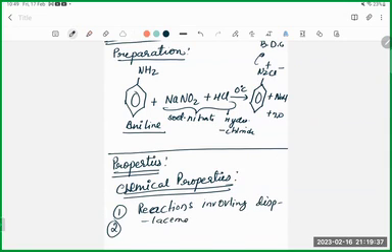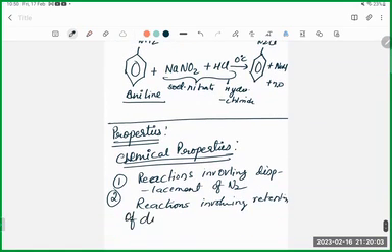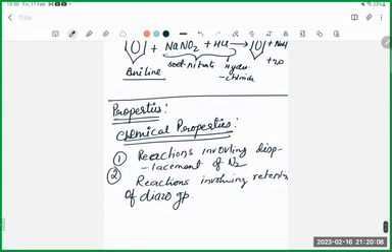Reactions involving displacement of nitrogen. And second, reactions involving retention, meaning we will retain this nitrogen. We will not let nitrogen move away. So reactions will be involving retention of the diazo group. So we have the coupling reaction under it.